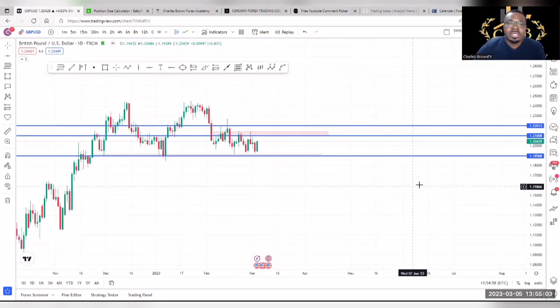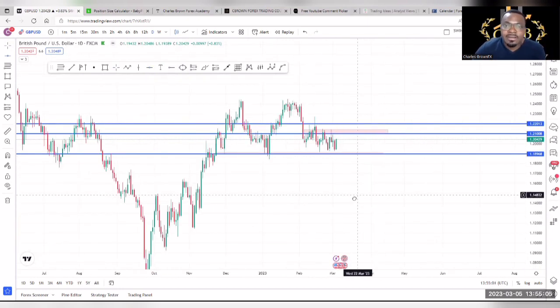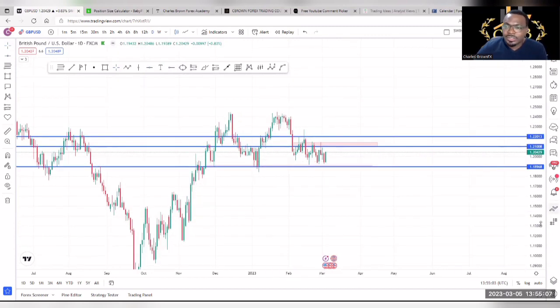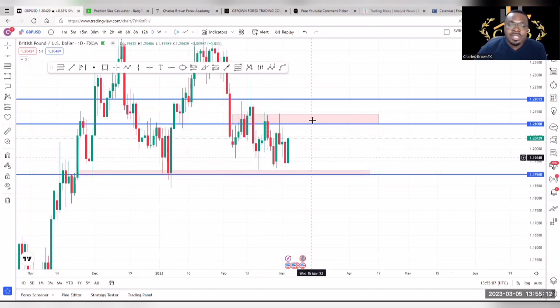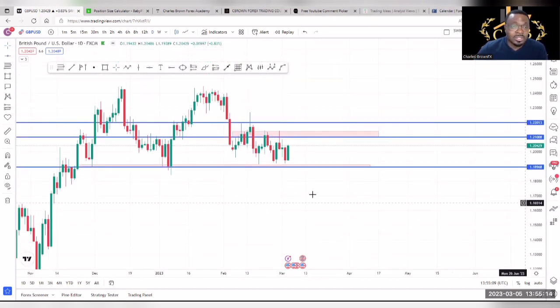Great. So we see a psychological region. Now, this is on a daily time frame. If you see this, what that means is that the market is playing around the zone. These are potential areas of trade for this coming week.